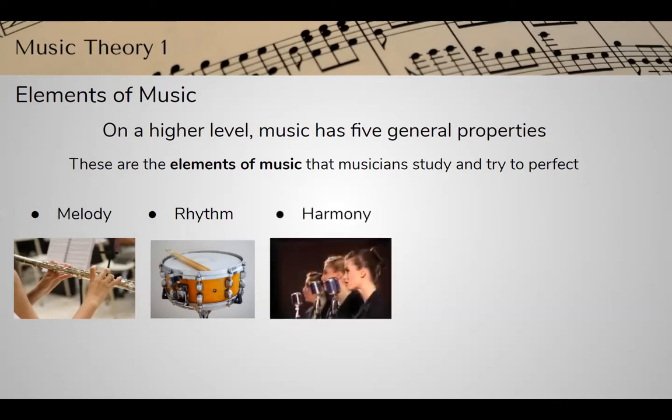Another element of music is harmony, and that's simply whenever you have two pitches sounding at the same time, that creates harmony. So if I have a single pitch by itself and I add another pitch to it, they work together to create harmony, right?